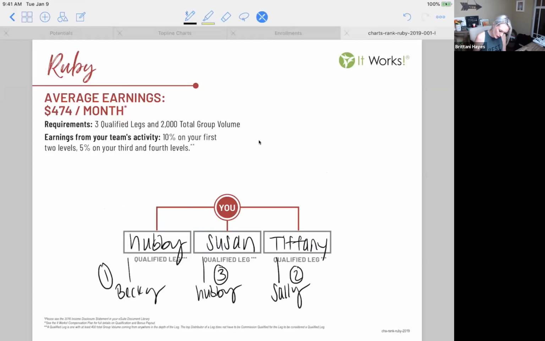Okay, at this point, let's say now you sign another person. You're going to go ahead and stack them under Susan because again, we want as many working people. Let's say this is Adriana. We want as many working people as we can to make sure each of these legs is very strong.